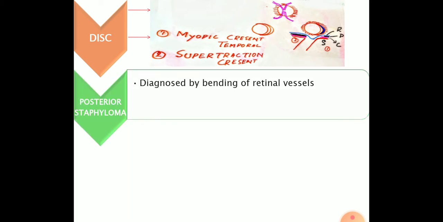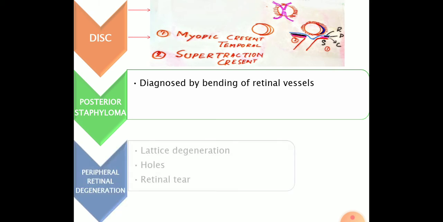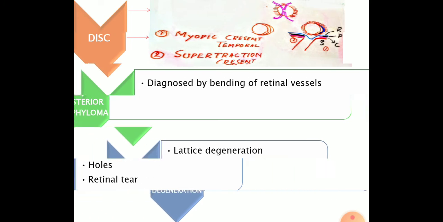Disc: myopic crescent present in the temporal part of the disc is found. Sometimes there may be supertraction present in the nasal part of the disc, and there may be peripapillary atrophy. Posterior staphyloma, diagnosed by bending of retinal vessels. Peripheral retinal degeneration, lattice degeneration, peripheral holes, and peripheral retinal tear. Vitreous: posterior vitreous detachment and vitreous degenerations are frequently found.